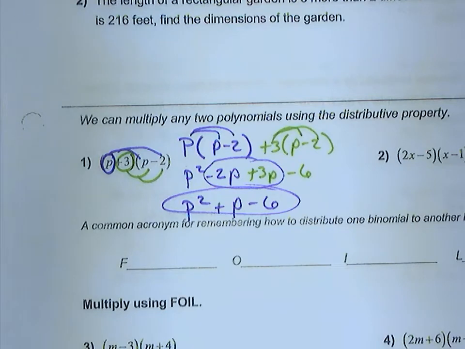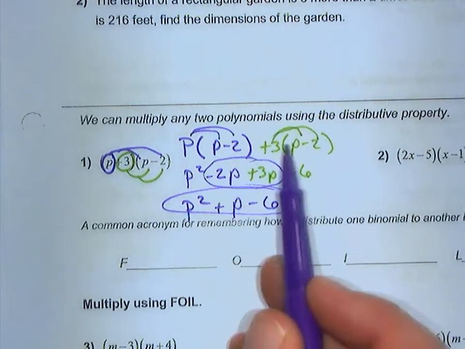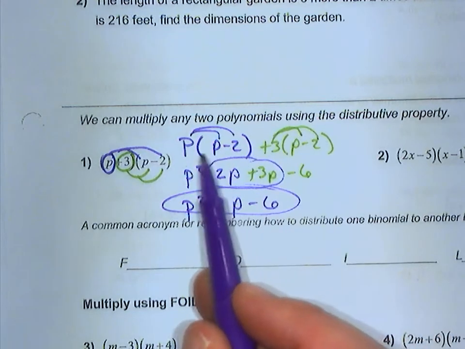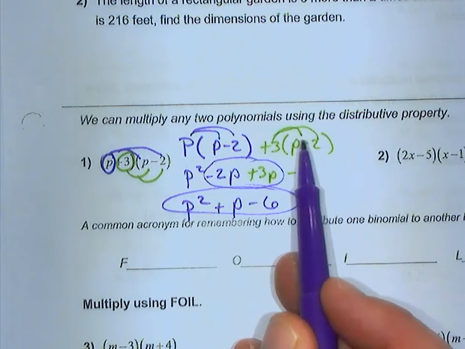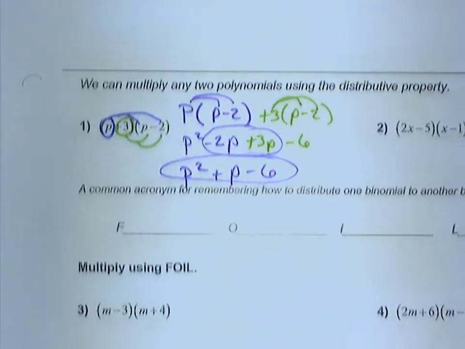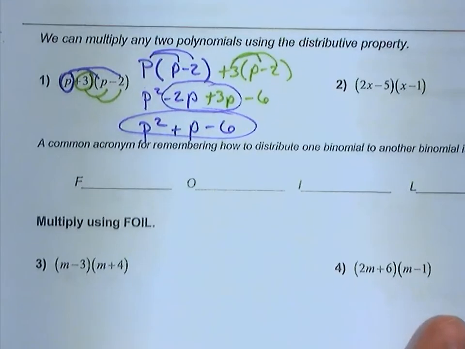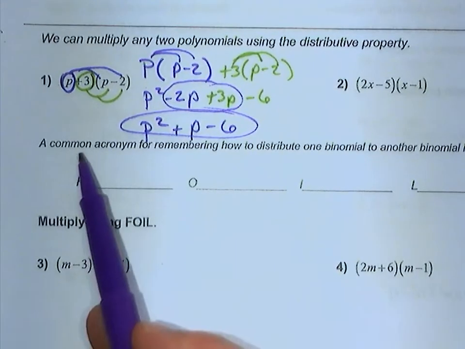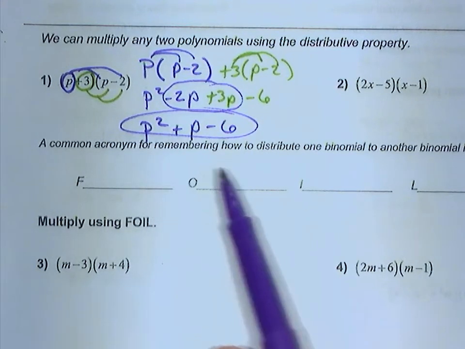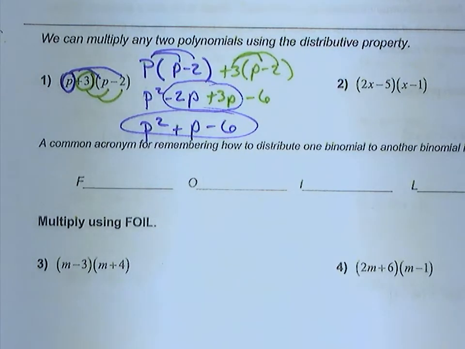Okay? Now, that's a lot of writing here. And I'll be honest, I'll never write this out. I always follow this basic idea. We have a little acronym that we use when we're taking a binomial times binomial. So again, binomial, 2 terms. Binomial, 2 terms. When I take 2 times 2, I get 4 terms.